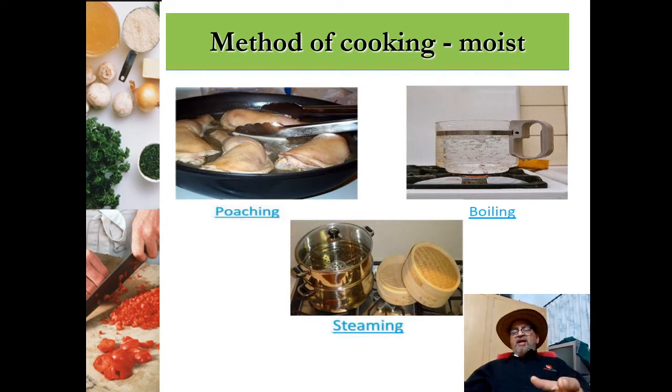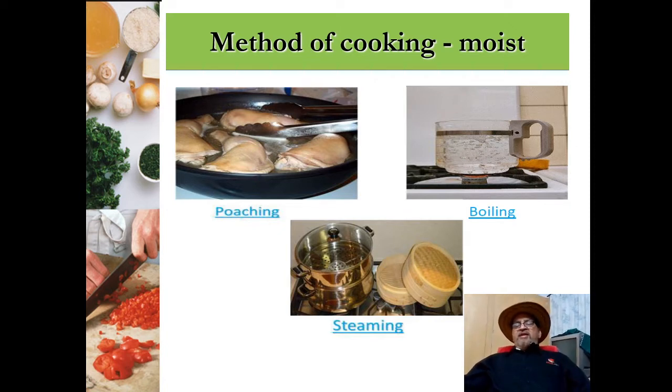We need a steamer as shown in the picture, and we need containers or utensils in which the food is kept and steamed. Direct steaming is direct contact with the steam, and indirect steaming is when the food does not touch the steam but gets cooked with the help of steam.